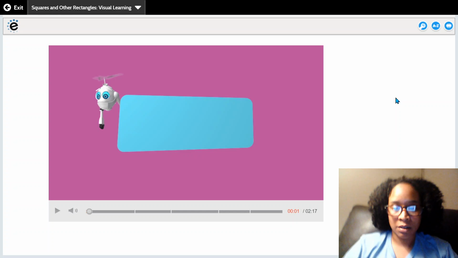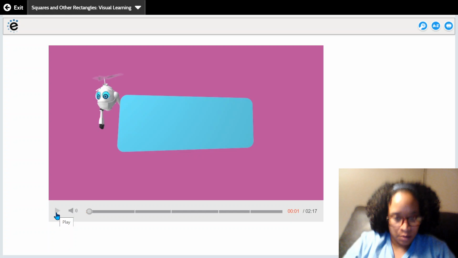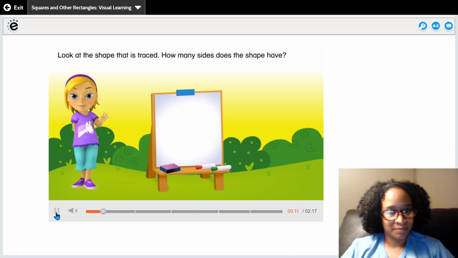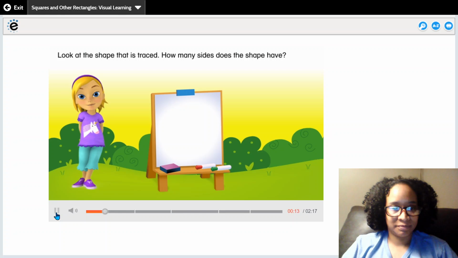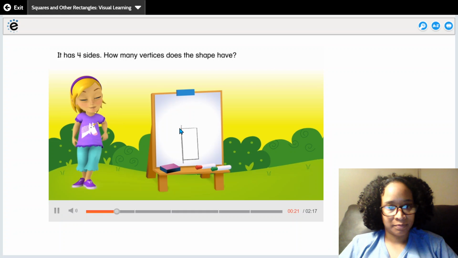So I've got our visual learning video with our little robot friend pulled up and ready. So I'm going to click play on that. What do you know about shapes with 4 sides? Let's see. Look at the shape that is traced. How many sides does the shape have? It has 4 sides. How many vertices does the shape have? It has 4 vertices. Are all of the sides the same length?